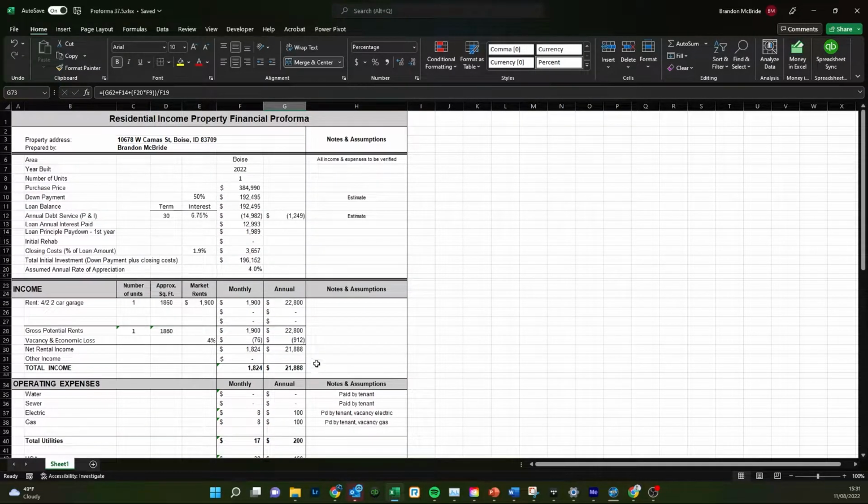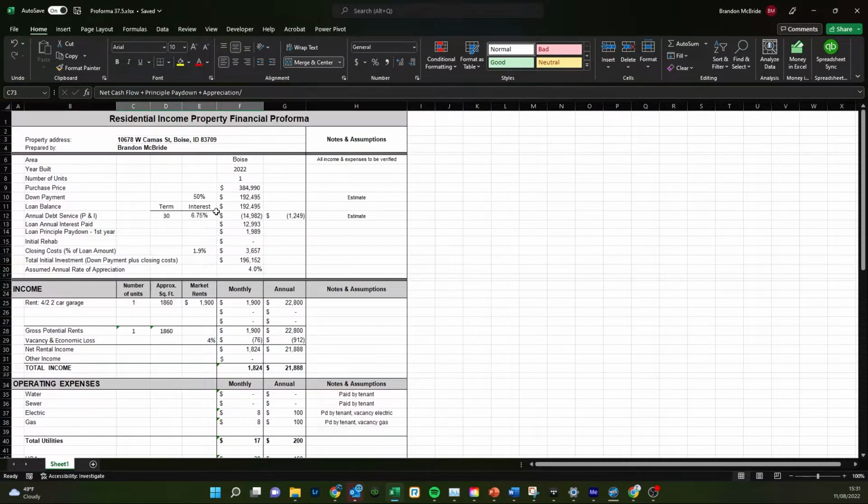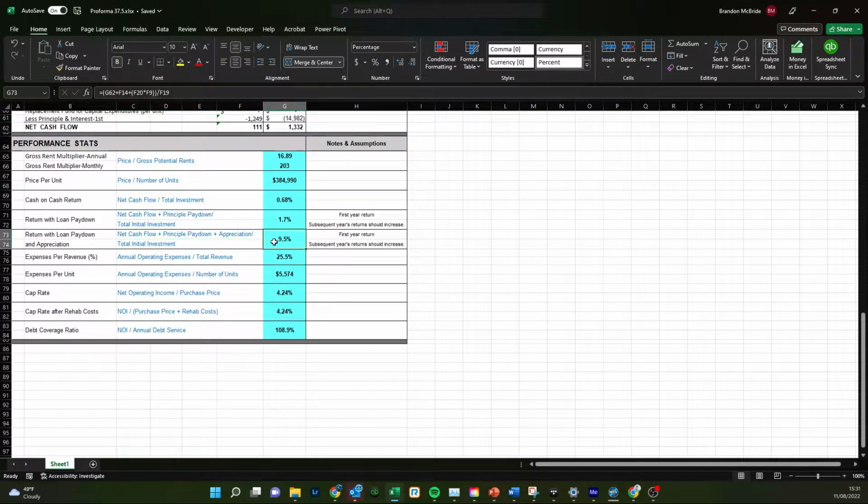But if you take a step back and you look at this, you're only having to come up with about $200,000 or $196,000 to put down on this property, rather than if you were to buy it in cash, you'd have to come up with all $384,990. And this is where it plays into the returns, because in this scenario, you're getting 9.5%. That includes the principal pay down plus the appreciation plus the net cash flow.